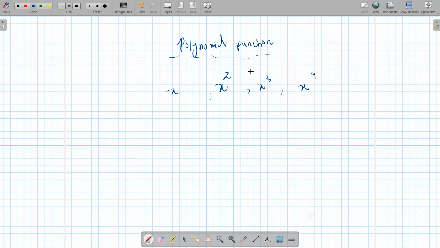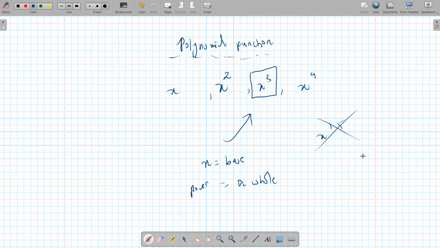And this is going to be the rubric. You have x as the base. And then you have some power, right? The power must be a whole number. Like you can't have x to the power of 1.5. That is not a polynomial. That is a function, but it is not a polynomial function. It needs to be a whole number that is greater than 0, or equal to or greater than 1.